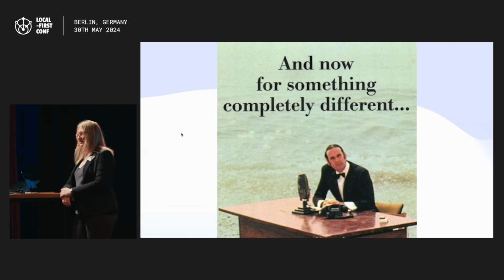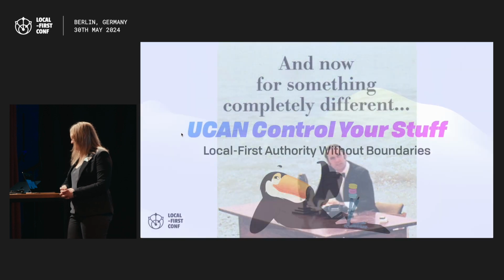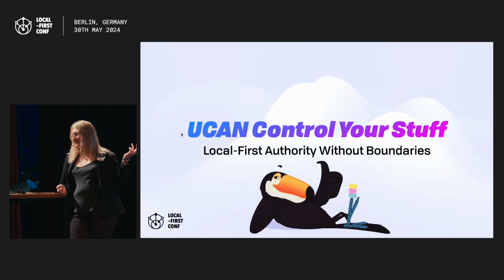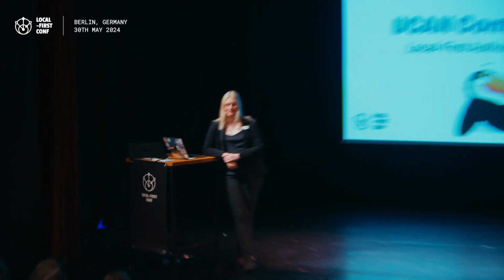So we've heard a lot today about sync and replication and CRDTs. We're going to talk about authorization. So user-controlled authorization networks let you control your stuff. In every UCAN talk, you have to have a UCAN pun in the name, so you can control your stuff. Local first authority without boundaries.